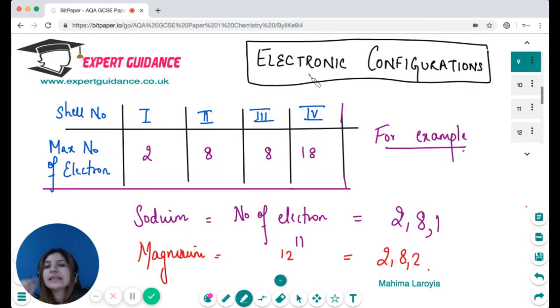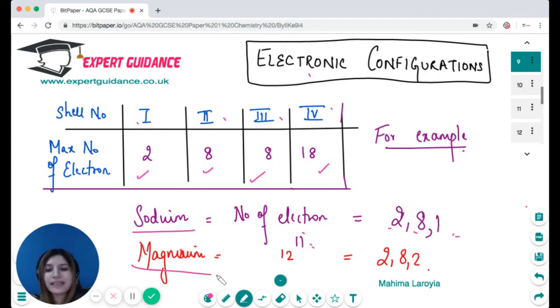Next is when we have the electrons, they are filled in specific energy shells. So the first shell can hold a maximum of 2 electrons. The second shell can hold a maximum of 8. Third can hold 8, and fourth can hold 18 electrons. So if we talk about sodium, whose atomic number is 11, then you will fill them as 2 in the first shell, 8 in the second shell, and 1 in the last shell.